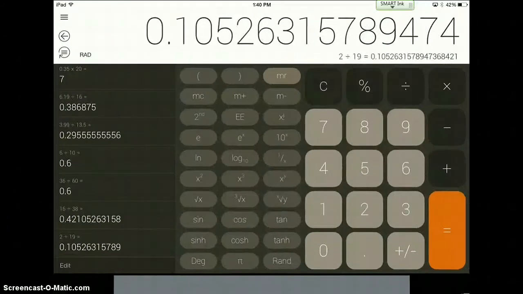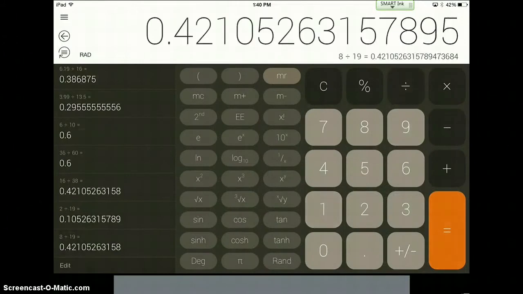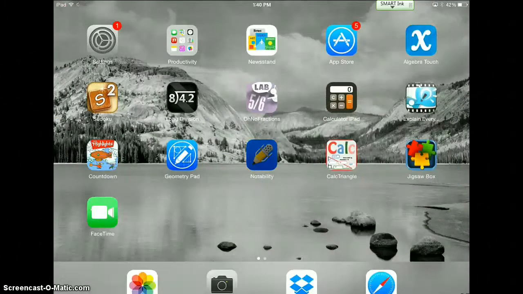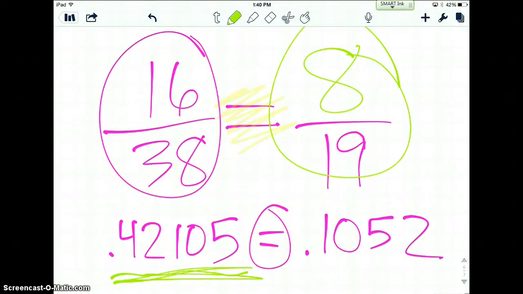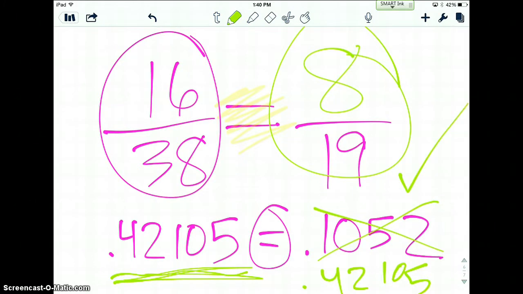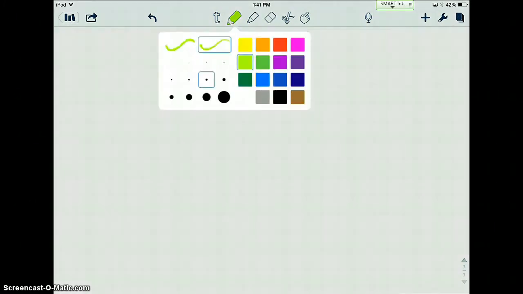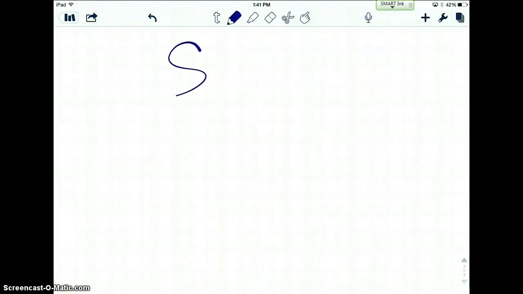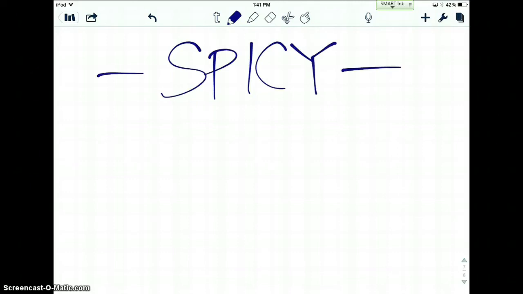8 divided by 19. Oh, are we good? 0.42105. 0.42105. So it checks. All right. So you might be like, just stop, Miss Everly, you messed up. You do not want to move on to spicy. No, I have grit. And so do you right now.